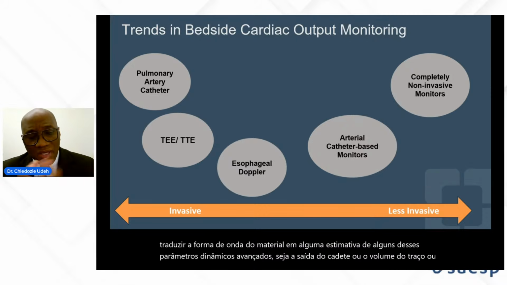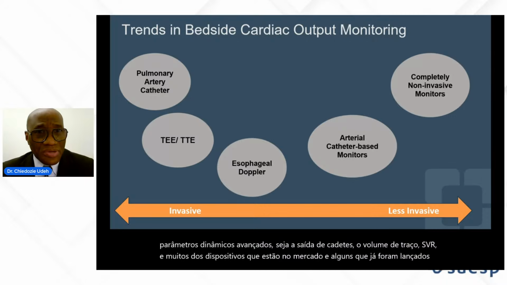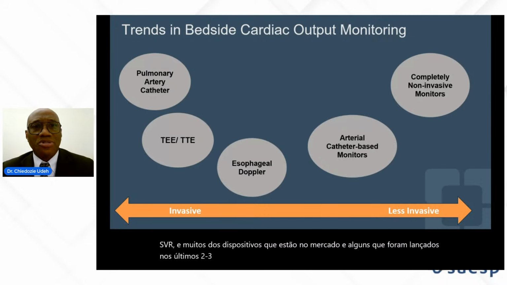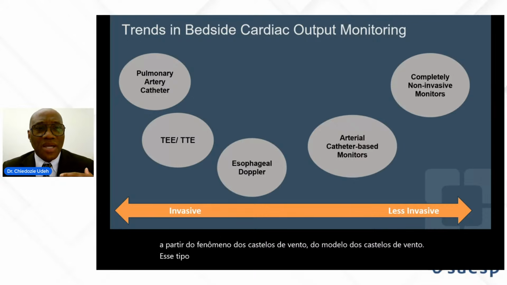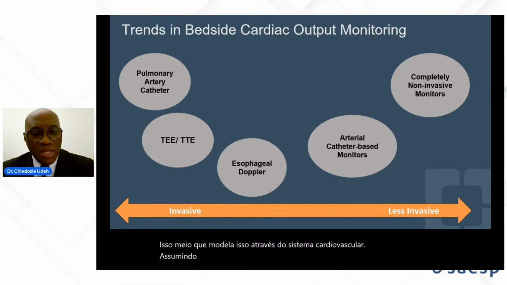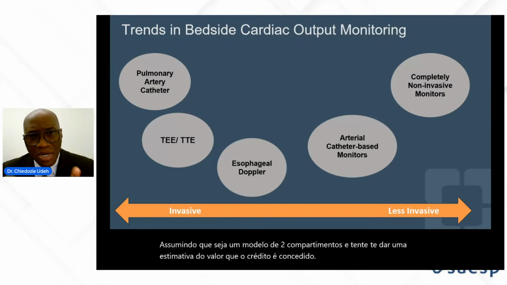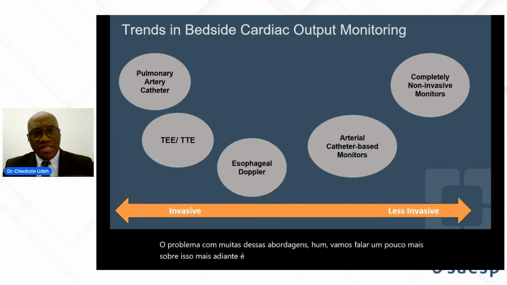And many of the devices that are on the market, and some that have gone off the market over the last 2-3 decades, took various approaches. A lot of them tried to extrapolate from the Windkessel phenomenon, Windkessel model, that kind of models the cardiovascular system, assuming it's a 2-compartment model, and tries to give you an estimate of what cardiac output is. The problem with a lot of those approaches, we'll talk about that a little bit more later, is that we're analyzing a single arterial waveform.